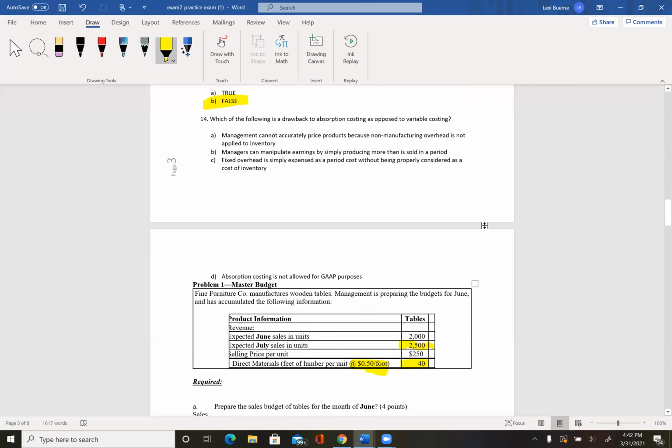And then lastly, for 14, which of the following is a drawback to absorption costing as opposed to variable? And that's going to be the managers can manipulate earnings by simply producing more in a period. So since it is taken at each period, it's possible that the managers can change it, or basically just producing more and then taking it in the same period.